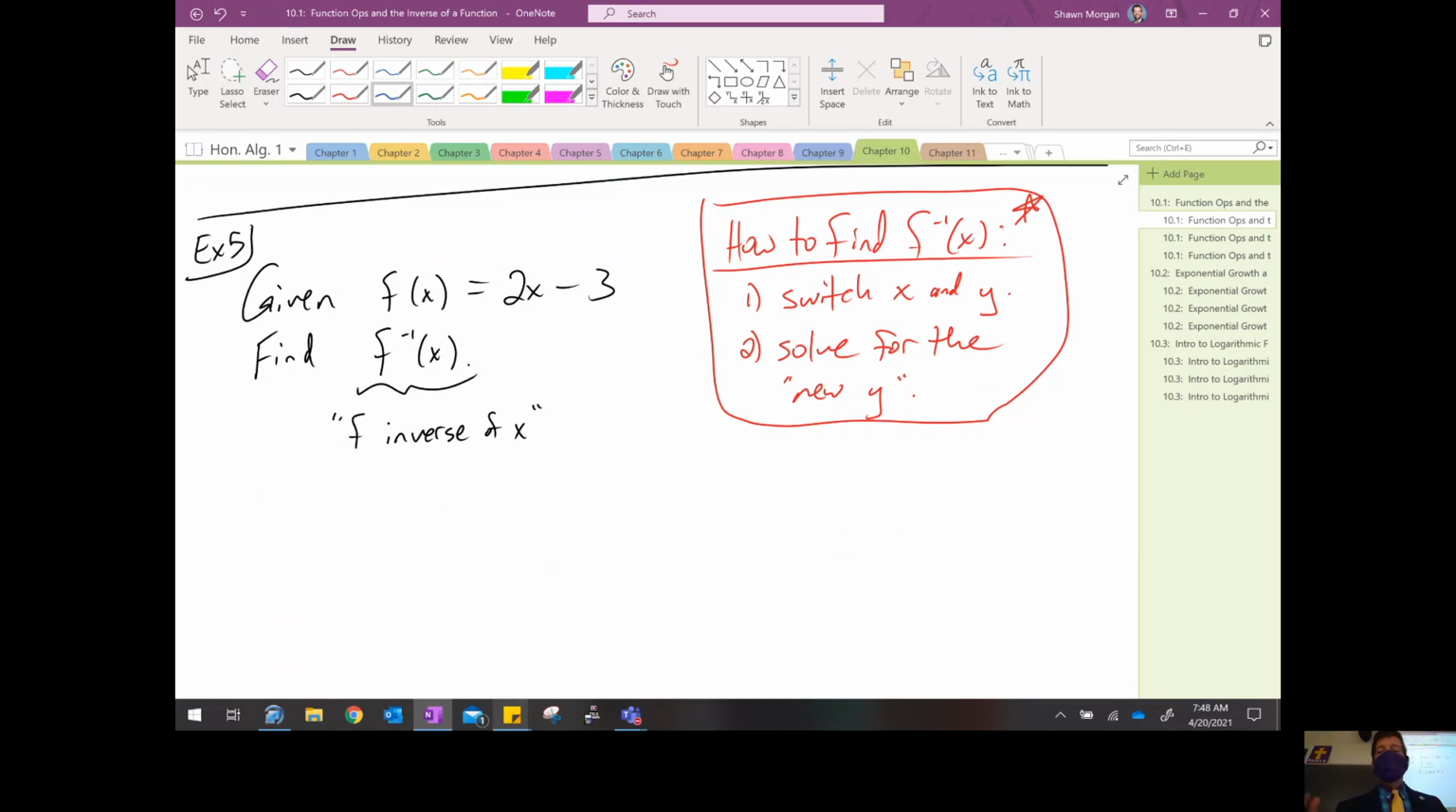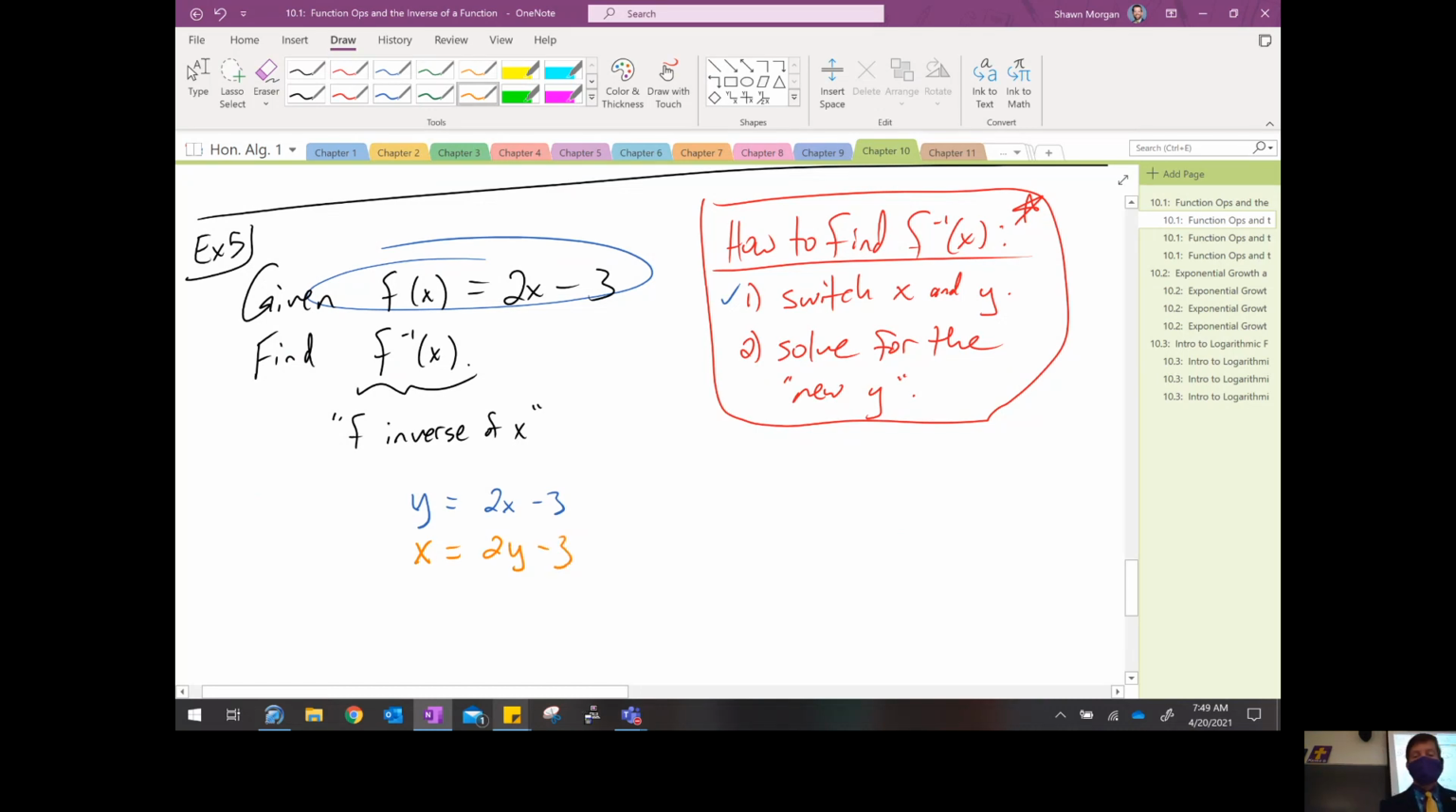All right, so the first step says switch x and y, okay? But you look at your function, you're like, I don't see a y there. What did we say earlier is synonymous with y? f of x. Good. So it starts out, this function is y equals 2x minus 3. Let's switch x and y then. Wherever there's a y, put an x, and wherever there's an x, put a y. Okay? So now all of a sudden this becomes x equals 2y minus 3.